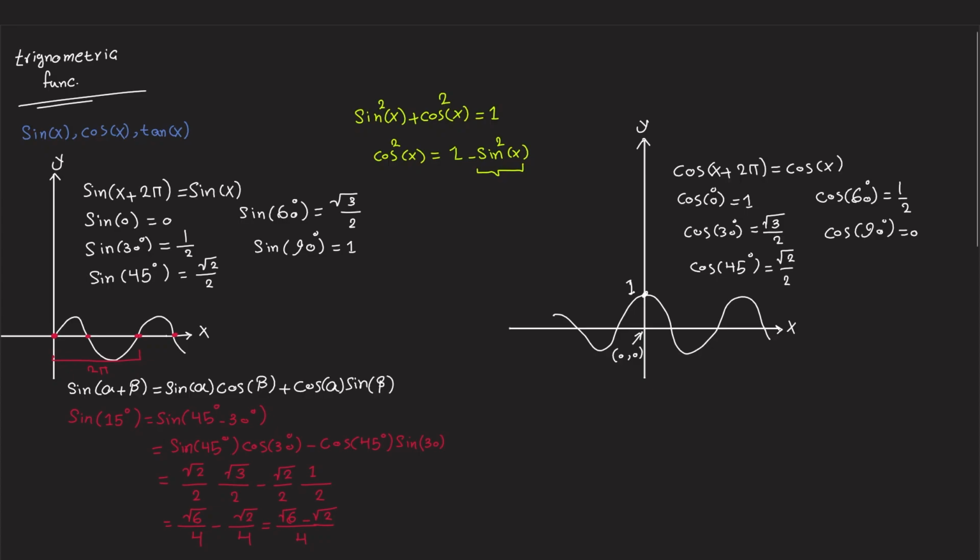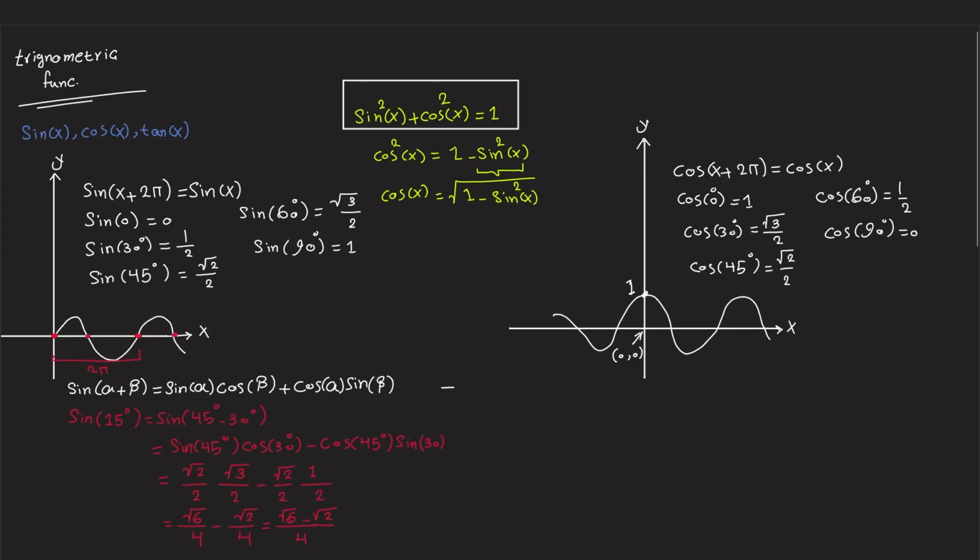If I were to take the square root of both sides, I will get the cosine of x, which is equal to the square root of 1 minus the sine of x squared. And this here is the most important relationship in all of trigonometry.